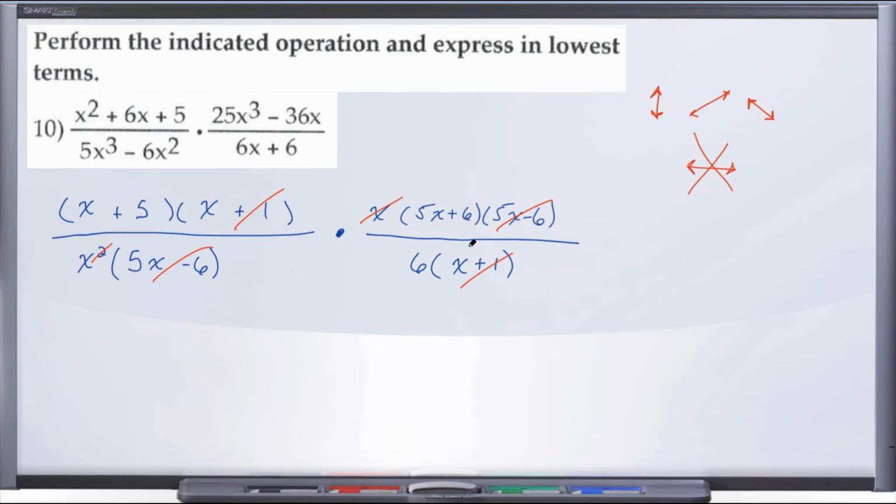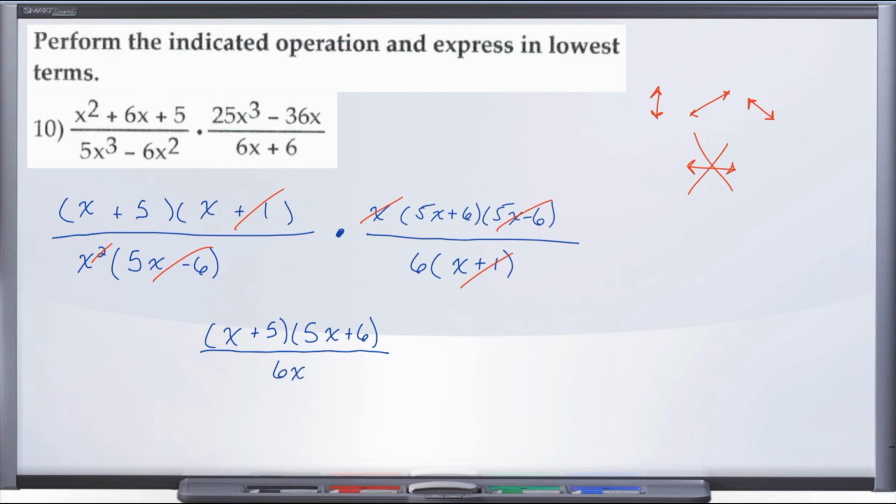So once we've simplified as far as canceling is concerned as much as we can, that allows us now to perform the operation that's indicated, which in this case is multiplication. So we're going to have the quantity x plus 5 times the quantity 5x plus 6. And that's all over just 6 times the single x, so 6x.